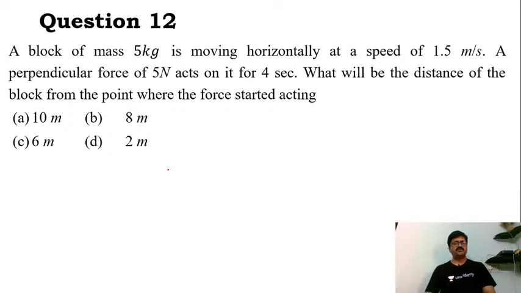Now let's talk about the 12th question. A block of mass 5 kg is moving horizontally at a speed of 1.5 meter per second. A perpendicular force of 5 Newton acts on it for 4 seconds. What will be the distance of the block from the point where the force started acting? So that means how far the block has traveled now. That is what they're asking.